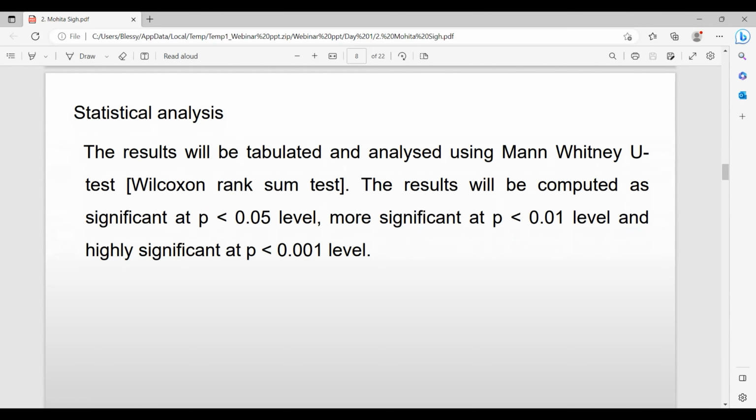The statistical test that was used was Wilcoxon rank-sum test or Mann-Whitney test, and based on that, the results were characterized into significant, more significant, and highly significant at p-values less than 0.05, 0.01, and 0.001 level.